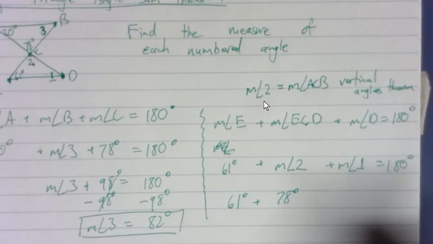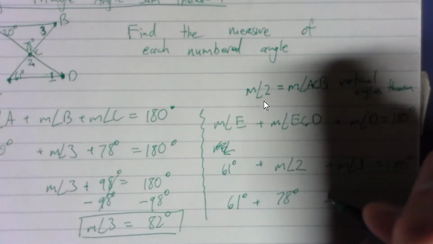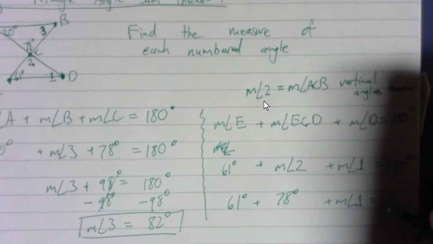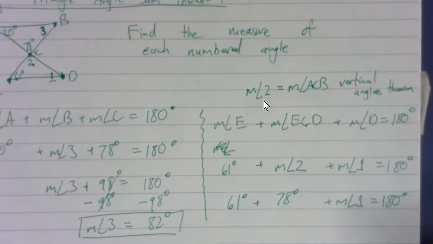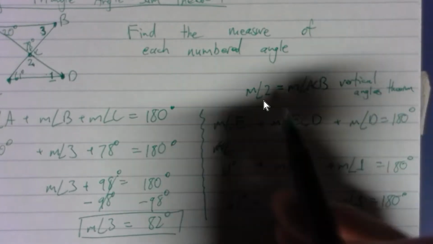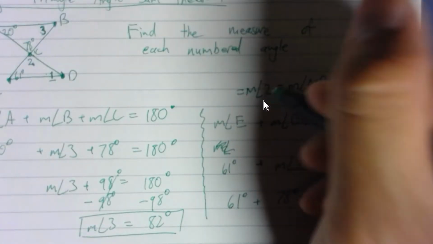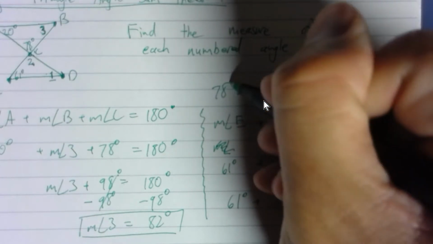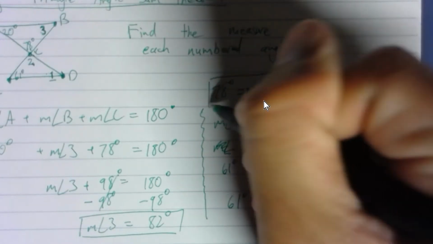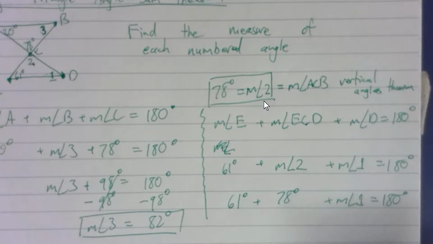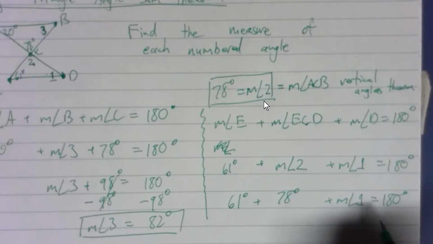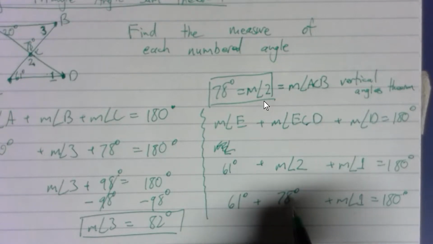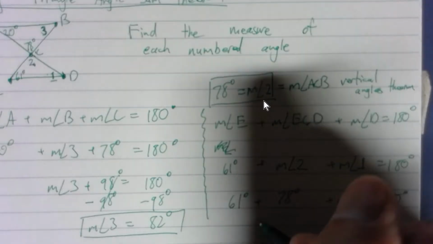Okay, the measure of angle 1, however, is still not known. That's truly the only angle that we have to solve for. So we can say that the measure of angle 2 was equal to 78 degrees. So that's one fact as well. Sorry, I forgot to highlight that. But now we're just solving for the measure of angle 1. Let's add 61 plus 78. That's about 139 degrees if you add those together.